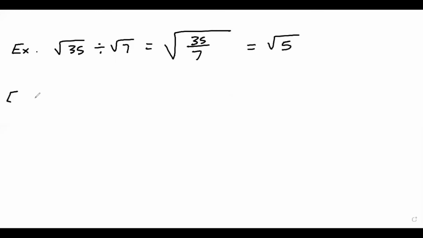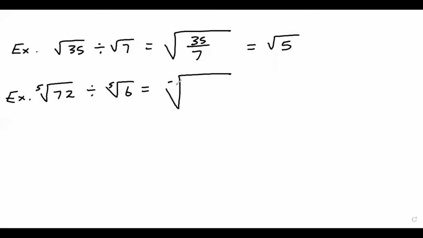Next example, let's say we have 5th root of 72 divided by 5th root of 6. Again, the orders are the same. They're both 5. So one big root, and that's 72 over 6. And we know that the answer would be the 5th root of 12.